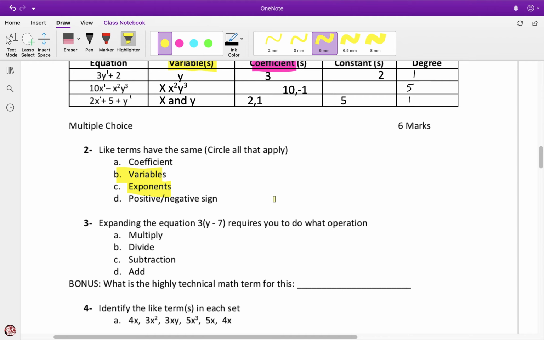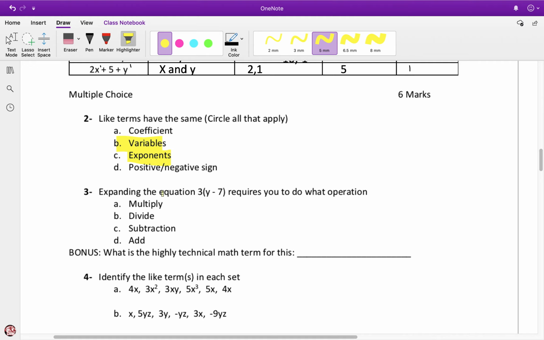Now for the next one, like terms have the same variable and exponents. So there's 2 answers there. Expanding the equation requires you to do what operation? It is multiply. You rainbow in, you multiply in like such. Therefore, the bonus term I was looking for was rainbow.